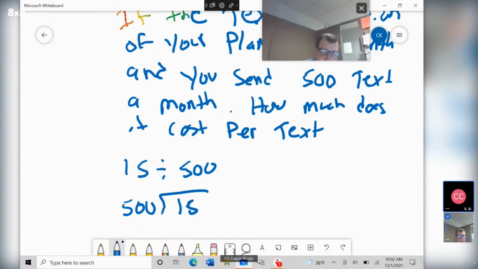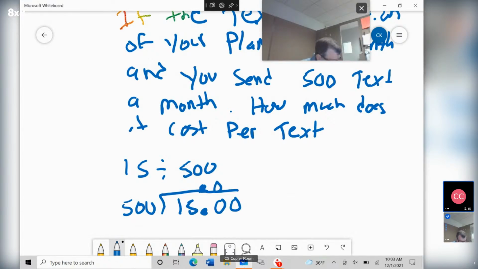But when we look at this, we realize 500 is bigger than 15. So what we're going to have to do is add some zeros here. Okay. So we put the decimal there, and then we'll start with 2 zeros. Okay. Then you're going to do, how many times does 500 go into, let's say 150? And we know, well, the first thing you want to do is move this decimal up. So 500 doesn't go into 150. It's 0 times.